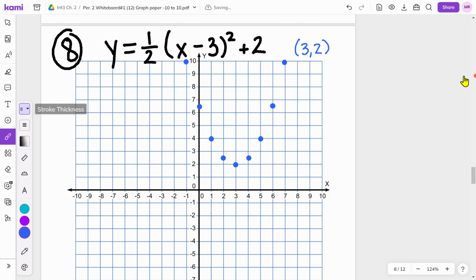And then remember, these are not V's, these are U's. So you want to draw it curved. You can see the curve when you see the points plotted accurately. And that's the graph.